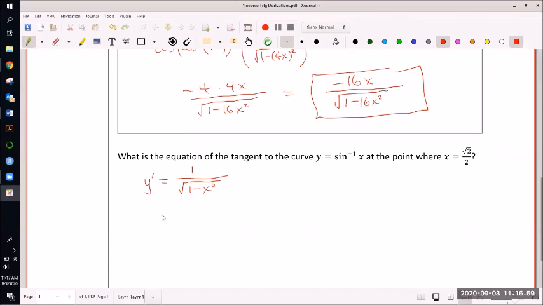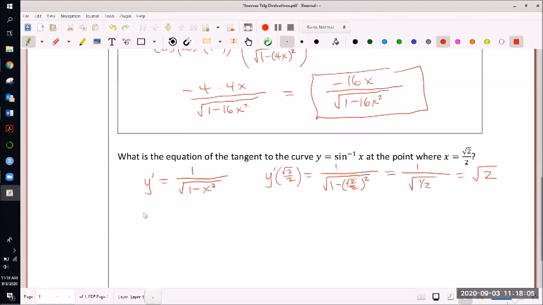And then I need to evaluate this at the square root of 2 over 2. So 1 over the square root of 1 minus the square root of 2 over 2 squared. That's going to give me 2 over 4, 1/2. And 1 minus 1/2 is 1/2. So 1 over the square root of 1/2, which is the square root of 2. Okay, so that's my slope.